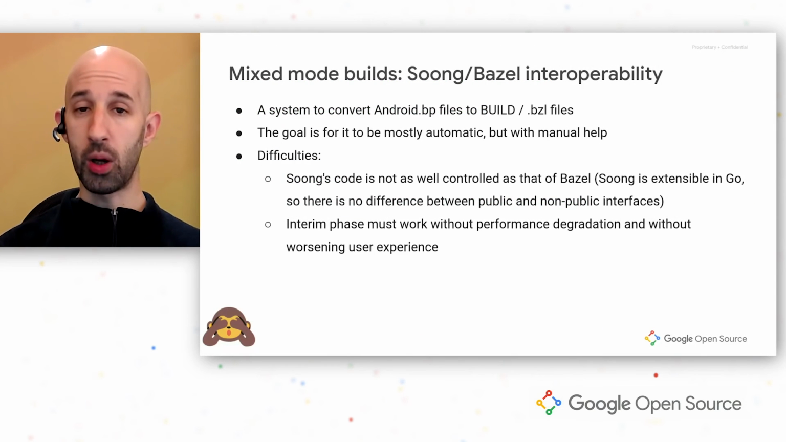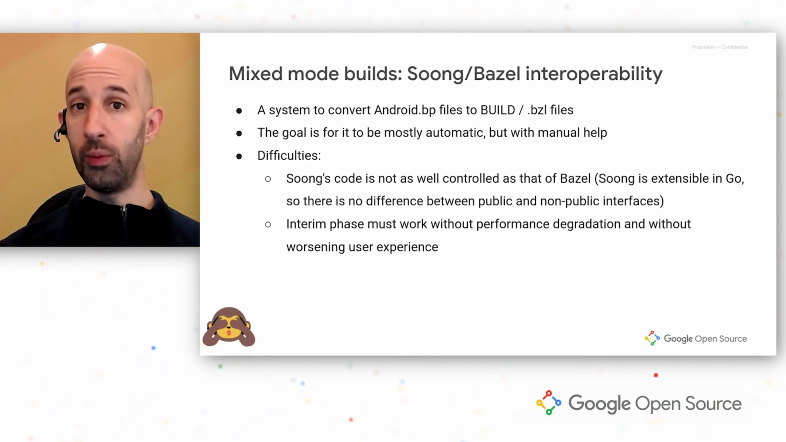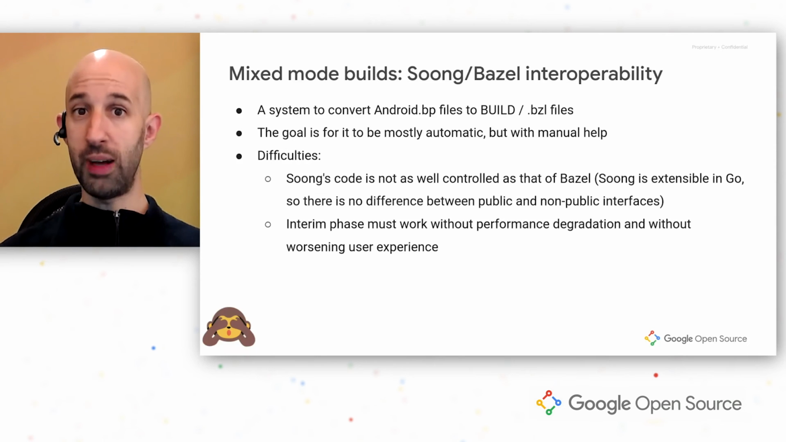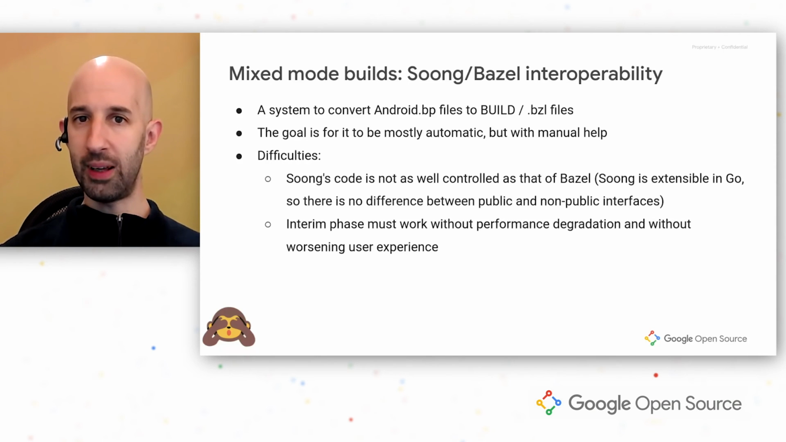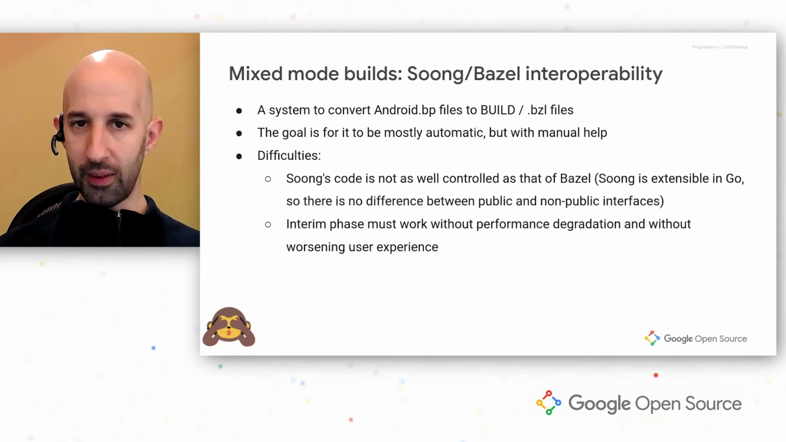The last thing I would like to talk about is mixed mode builds, that is to say, making Soong and Bazel, and to a lesser degree Kati, interoperate with each other. The end result of this system will be a tool to convert the configuration files of Soong, that is to say blueprint files, into those of Bazel, that is to say BZL files. We wanted this tool to be mostly automatic because that's the only way we can migrate the code at scale.